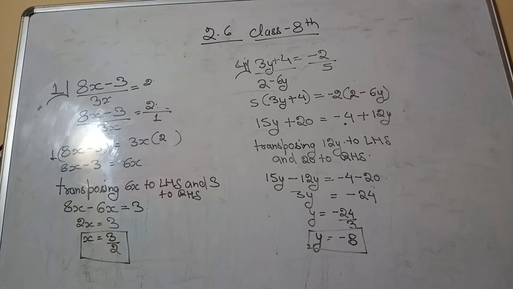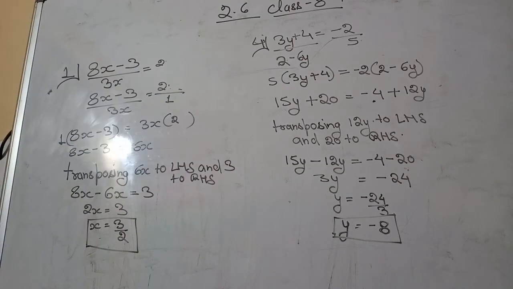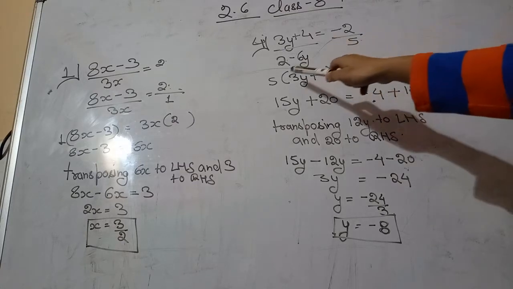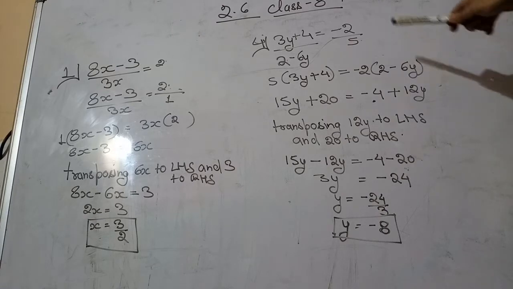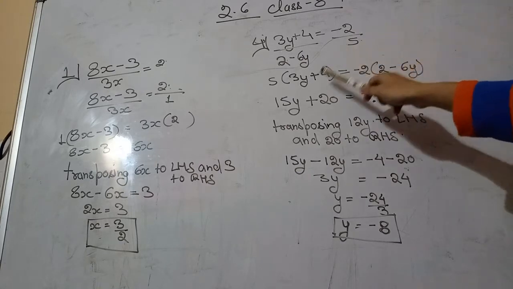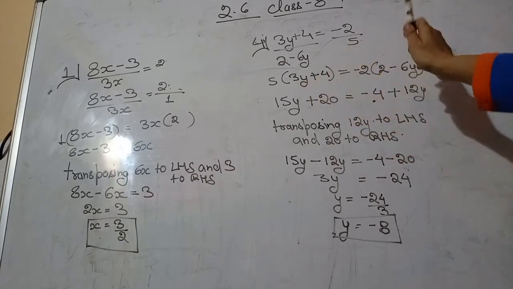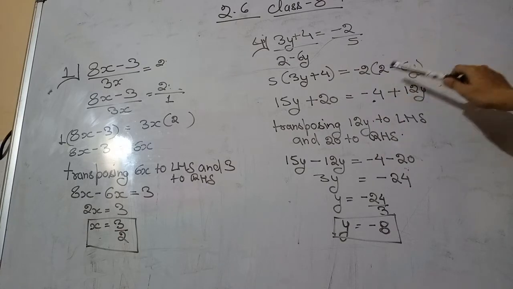Now let us move towards question number 4. See what is given in question number 4: (3y minus 4) upon (2 minus 6y) equal to minus 2 by 5. Now here both sides are in fractional form. So what we have to do? We have to cross multiply the terms. 5 has to be multiplied with 3y minus 4 and minus 2 has to be multiplied with 2 minus 6y.